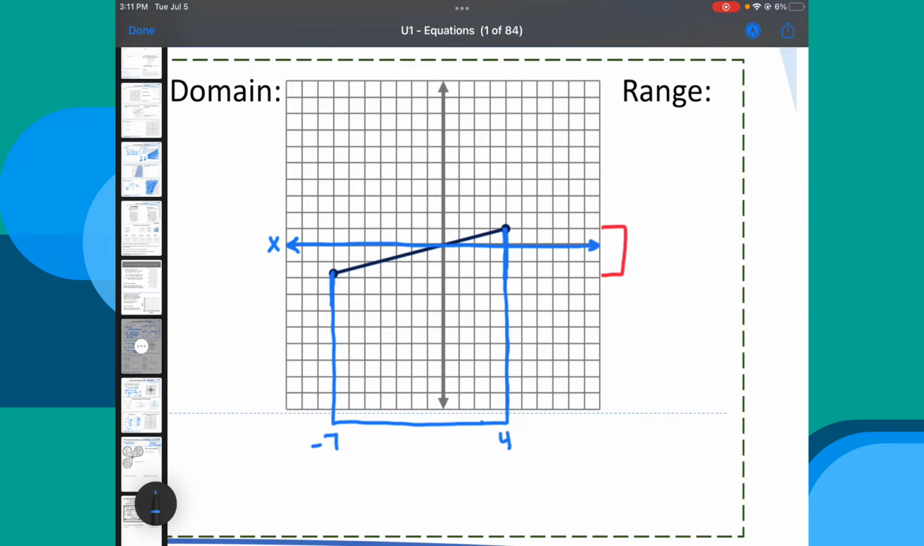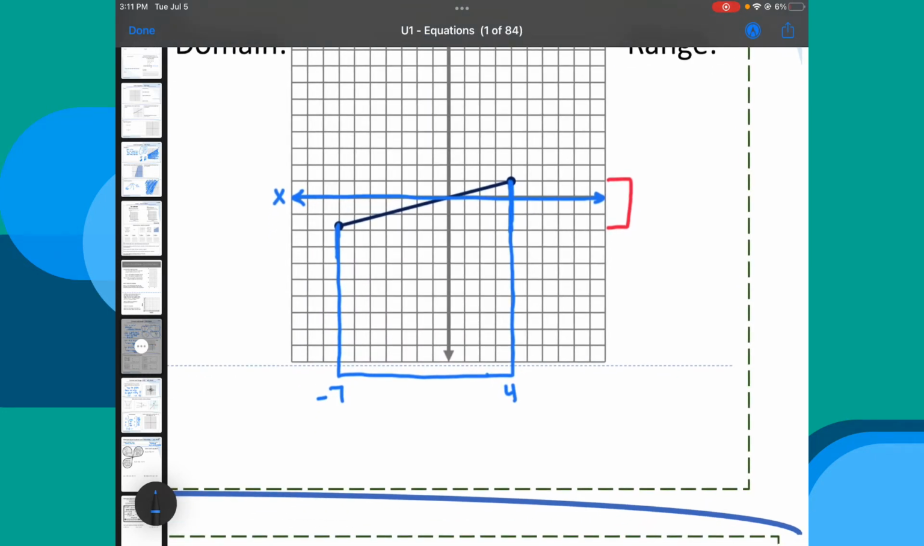So we would say that our x values start at -7 and they go to 4. We're including both of those, so we use brackets. You could also write that x is between -7 and 4. We would use two less than signs to say that -7 is less than x and x is less than 4.